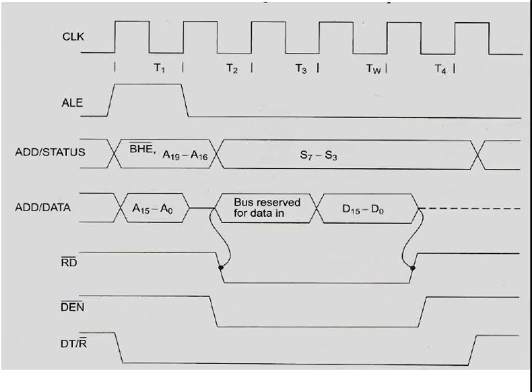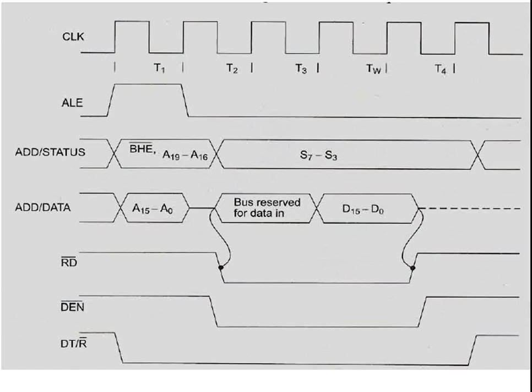In the graph, we can see the read signal, that is the RD bar control signal, is also activated in T2. This signal causes the addressed device to enable its data bus drivers. After RD bar goes low, the valid data is available on the data bus. The addressed device will drive the ready line high. When the processor returns the read signal to high level, the addressed device will again tri-state its bus drivers.